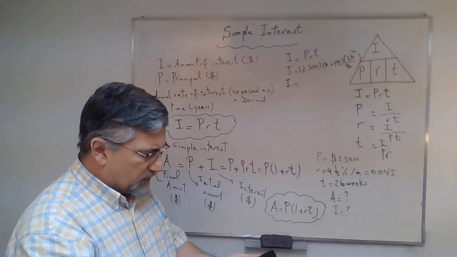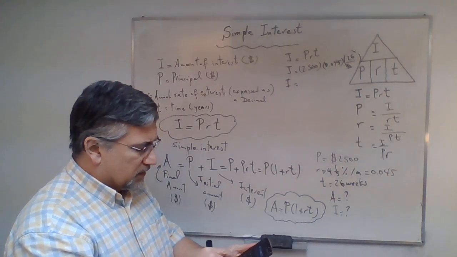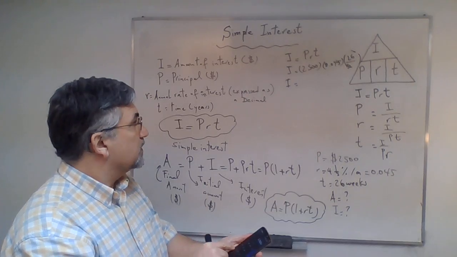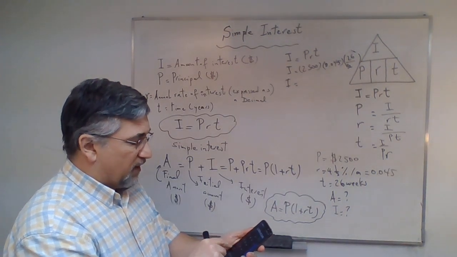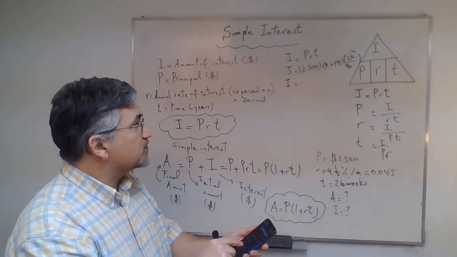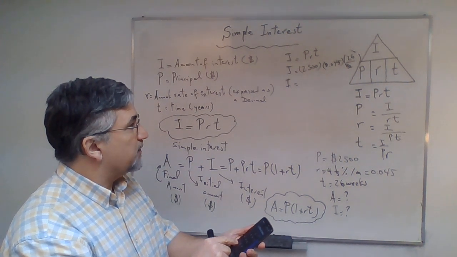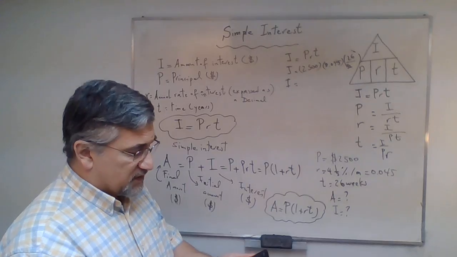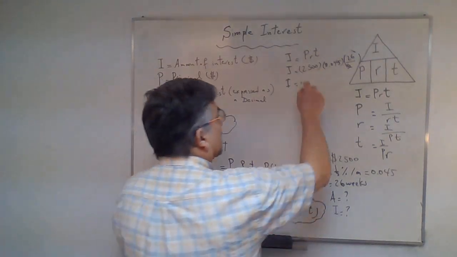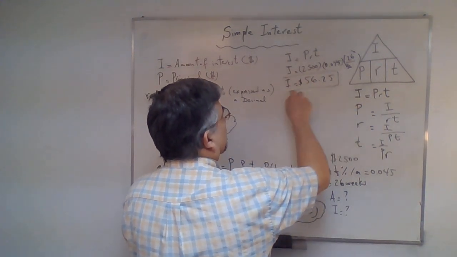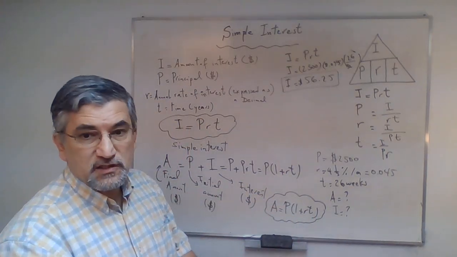So I'm sure you have your calculators. So 2,500 times 0.045, that's the rate of interest expressed as a decimal, and times 26 divided by 52, and that will be $56.25. So $56.25. This is the amount of interest that the bank is going to pay you.